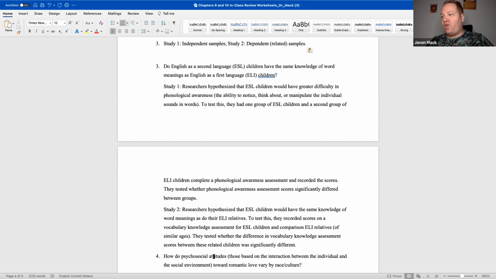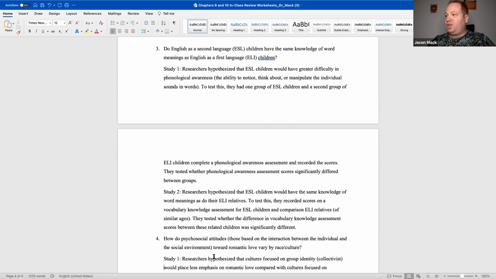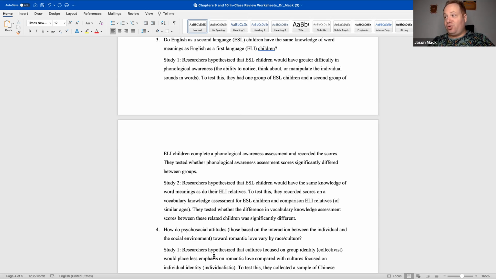They tested whether phonological awareness assessment scores significantly differ between groups. Study 2, researchers hypothesized that ESL children would have the same knowledge of word meanings as do their ELI relatives. To test this, they recorded scores on a vocabulary knowledge assessment for ESL children and comparison ELI relatives of similar ages. They tested whether the difference in vocabulary knowledge assessment scores between these related children was significantly different.